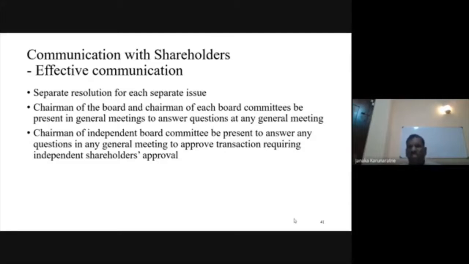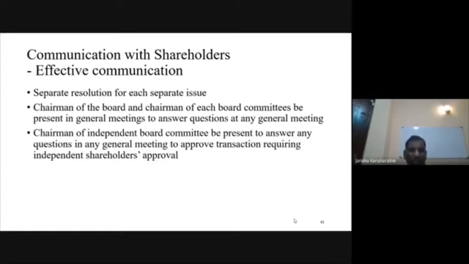Chairman of the board and chairman of each board committee to be present in general meetings to answer questions. The discussions with shareholders are very limited to a few meetings in a given year. Mainly many shareholders get together at the annual general meeting. So that is the main meeting, unless there's an EGM or something like that. So it's very important that the key people who are running the organization at the top level participate at these meetings to answer any questions by the shareholders. The chairman of the board and the chairman of each board committee, specifically, at least those people must be present.